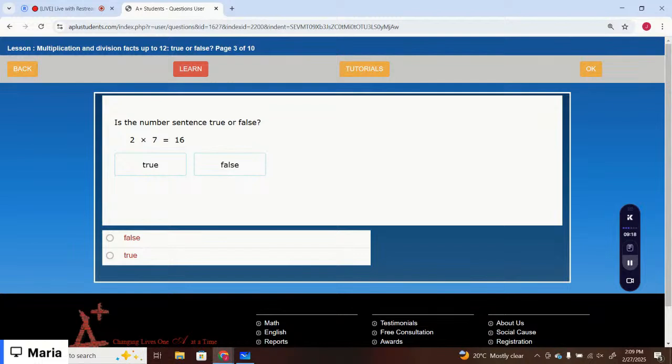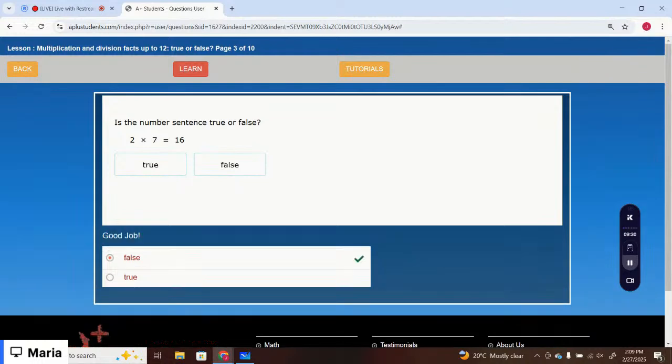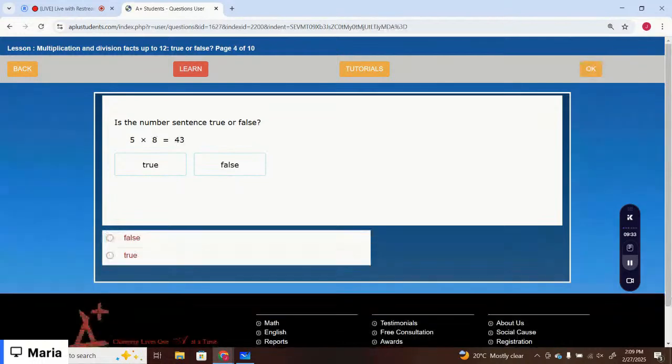Is the number sentence true or false? 2 times 7 equals 16. False, it is. Option number 1 is the correct option. Is the number sentence true or false? 5 times 8 equals 43. False, it is. Option number 1 is the correct option. Very good.